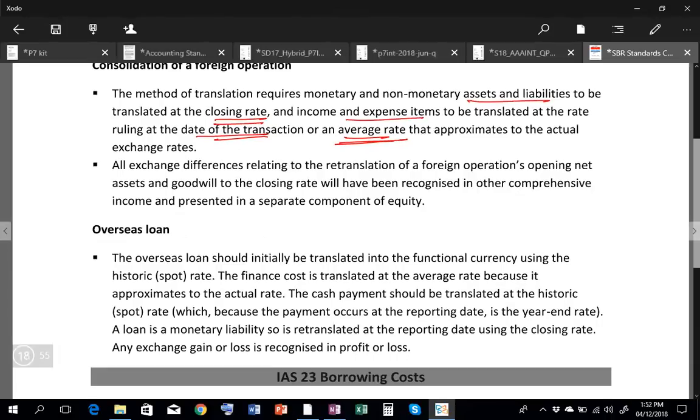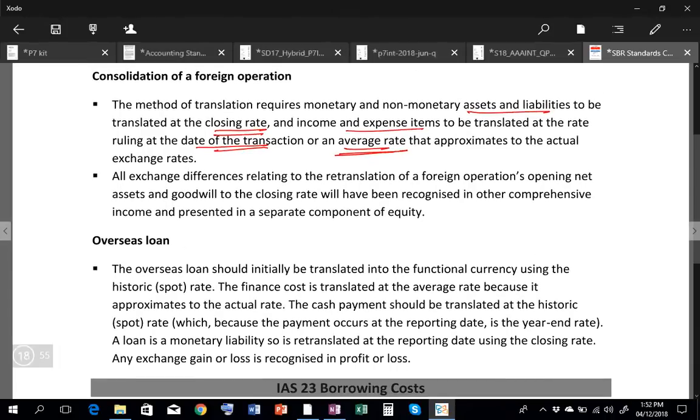And furthermore, when you have consolidated, there are a few things, like goodwill. Goodwill on acquisition was calculated, and then you have minus impairment, and then you have goodwill in the statement of financial position. Similarly, when you were calculating the net assets, those were net assets at acquisition and at reporting date. So these are the two things that should be retranslated.